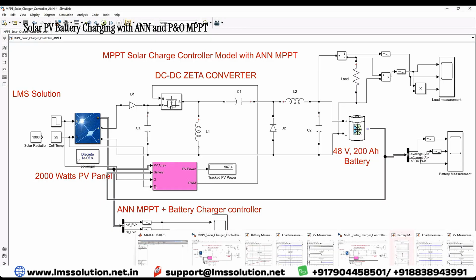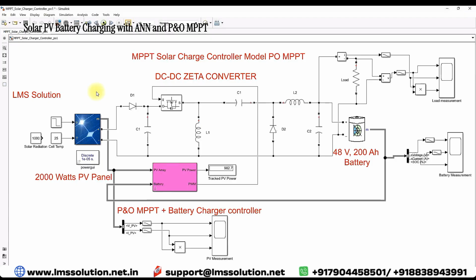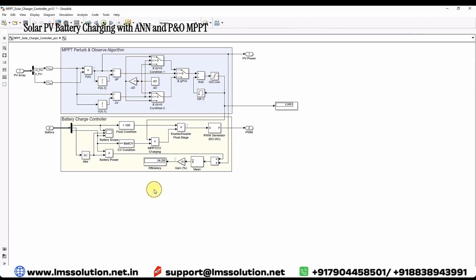Now the same model, everything is the same, but here we are using P&O MPPT. This is the logic for P&O MPPT. We measure voltage and current, and then find the del P and del V. Next you have to check the del V. Based upon del P and del V conditions, you have to allow either a small positive change in the duty cycle, or a small negative change in the duty cycle.